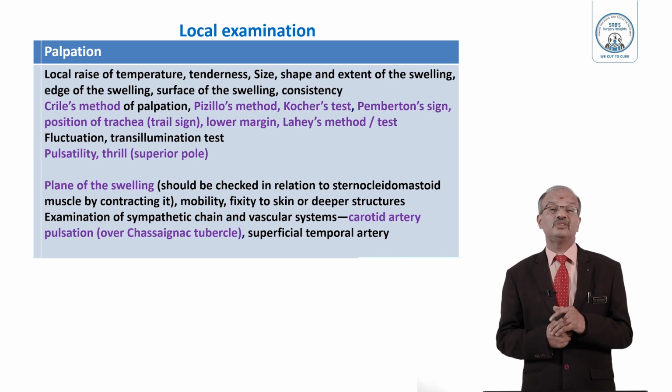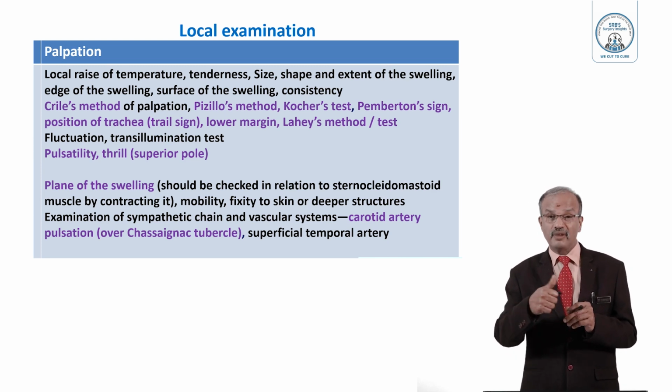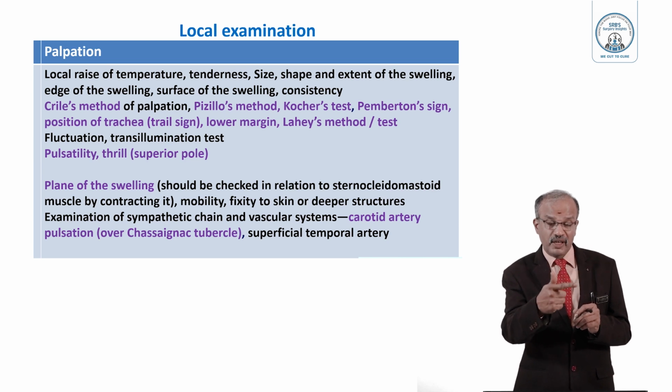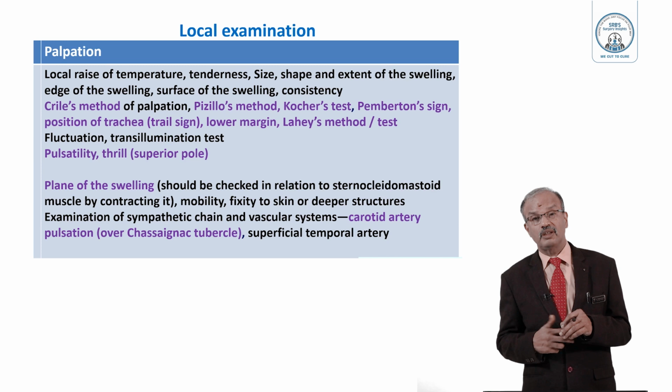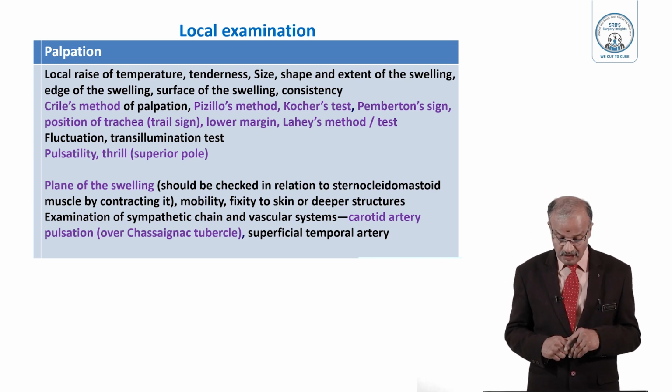That is Kocher's method of examination of the thyroid, where you feel all nodules with the pulp of the thumb or the finger tip. Feel all parts of the lateral lobe for how many nodules there are. That is Kocher's method of examination.